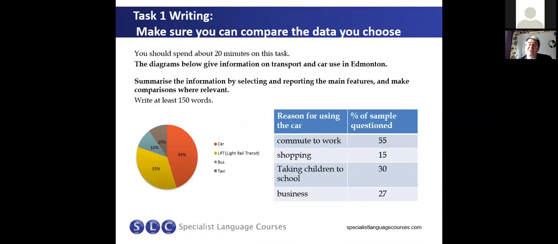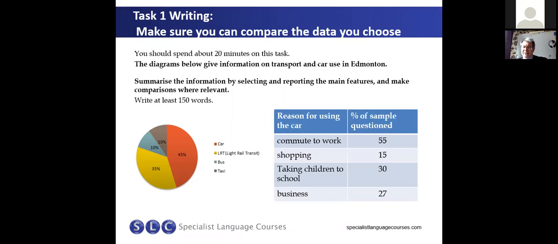Or you could say buses and taxis together make up 20%, while LRT is 15% higher at 35%. A further 10% higher at 45% are cars. So you've compared those. So long as you're mentioning the two things in the same sentence, you've compared them. Not just the figures, not just cars were 45, LRT was 35. That's not comparison. You need it to be compared with. This was more, this was less, compared with another one.